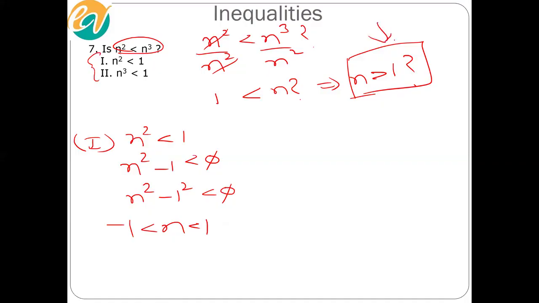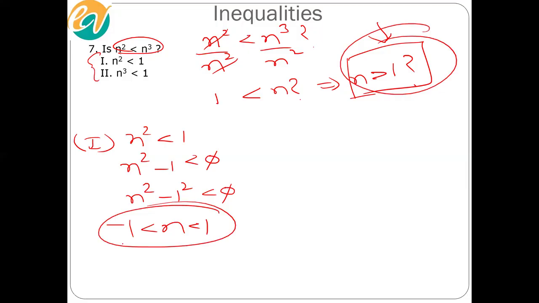Question was what? Is statement 1 sufficient? What do you guys think? Is n greater than 1? From statement 1, we have been able to conclusively say that n is not greater than 1, because notice it has to be between minus 1 and 1, which means it's not greater than 1. Since we've been able to find a conclusive answer from statement 1 alone, statement 1 alone is sufficient.